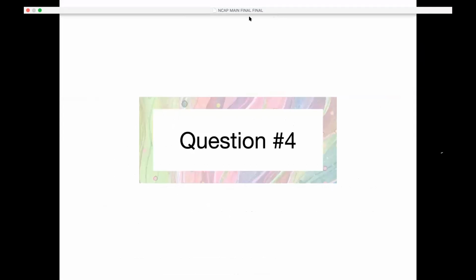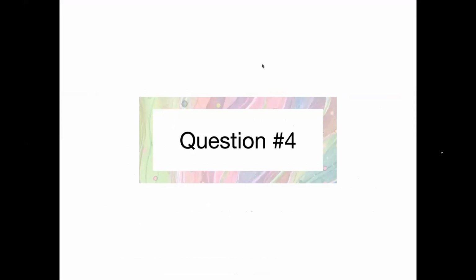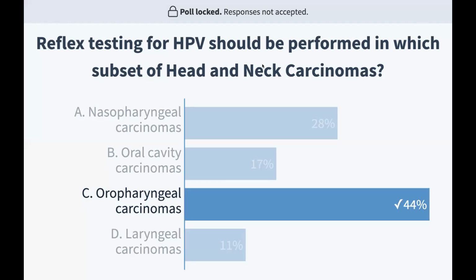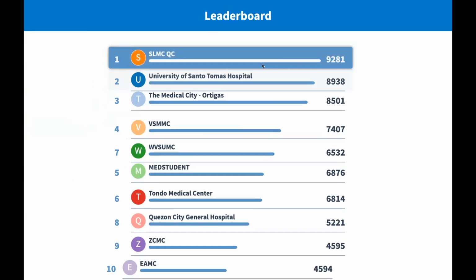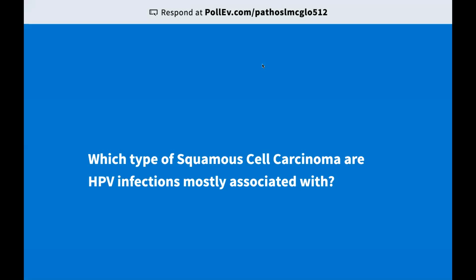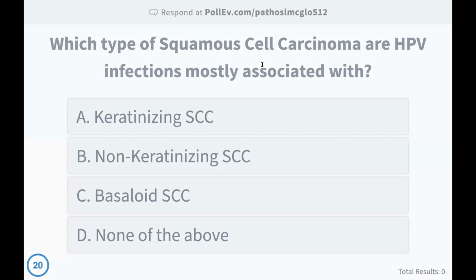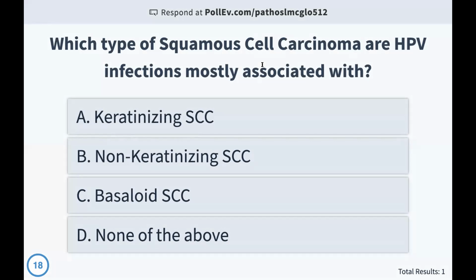Okay, for the next question. Which type of squamous cell carcinoma are HPV infections mostly associated with? Is it A, keratinizing squamous cell carcinoma, B, non-keratinizing squamous cell carcinoma, C, basaloid squamous cell carcinoma, or D, none of the above?